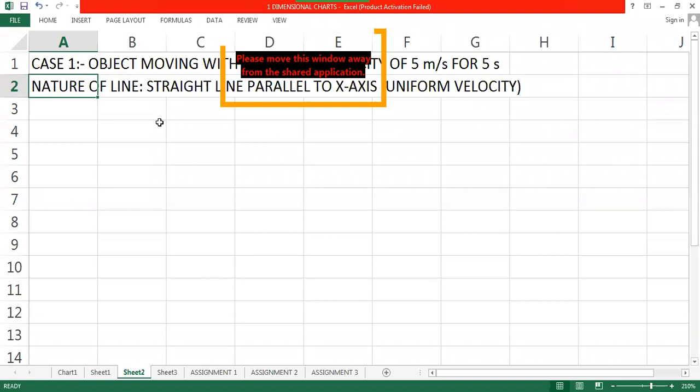Okay. Priyanka, the object is moving with a velocity of 5 meters per second for 5 seconds. So how much will be the distance covered by that object? Use the formula, speed is equal to distance upon time.